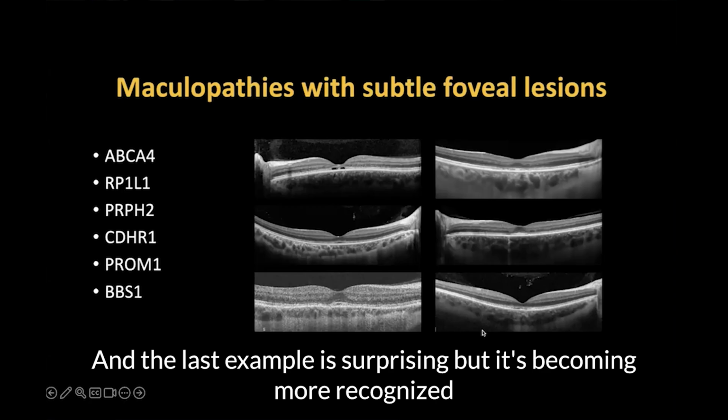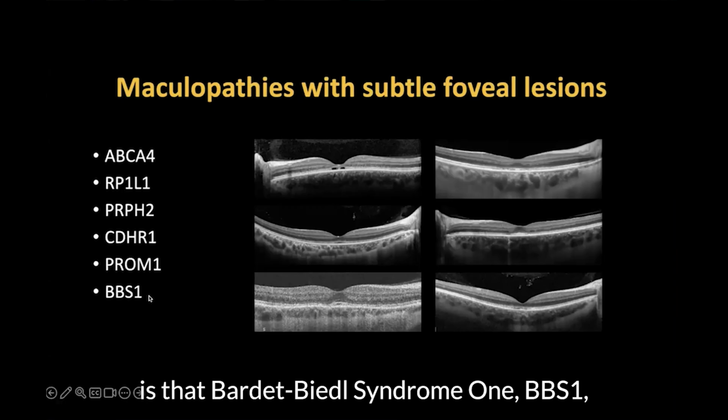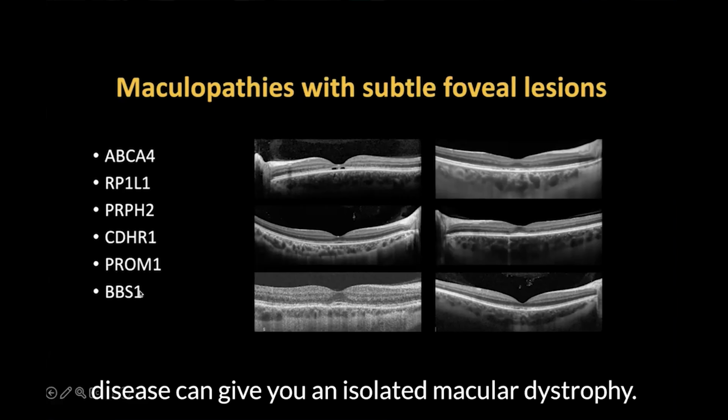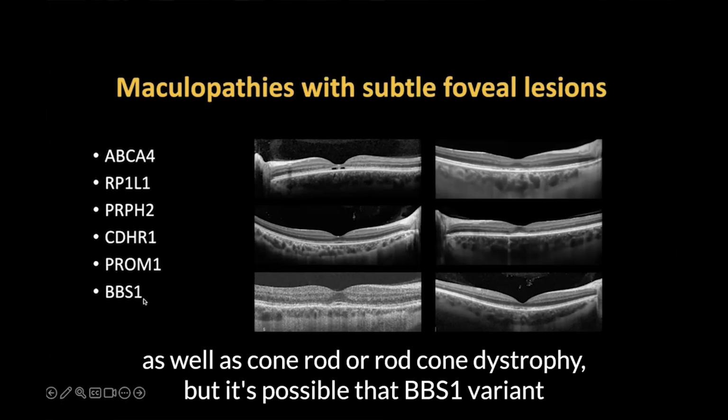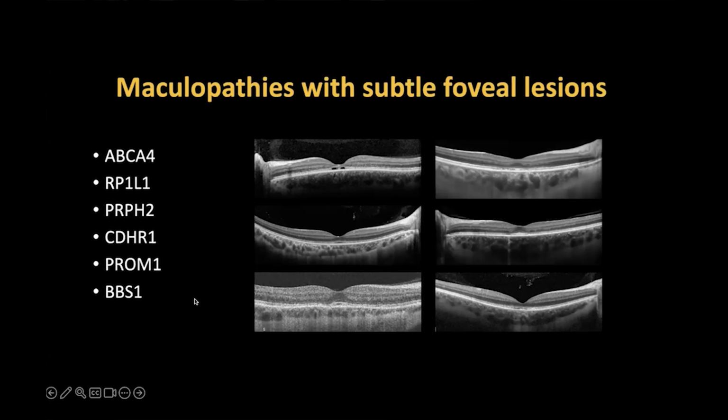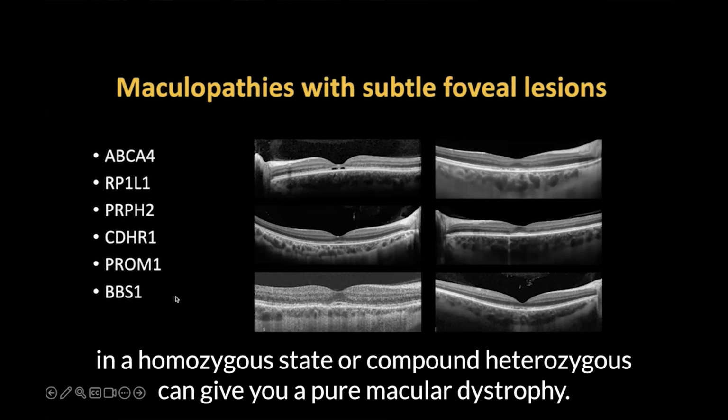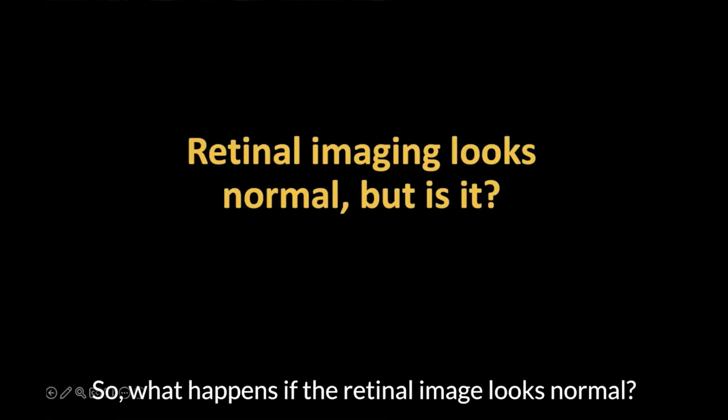And the last example is surprising, but it's becoming more recognized, that Bardet-Biedl syndrome 1, BBS1, disease can give you an isolated macular dystrophy. We used to think that this is the disease that causes systemic disease as well as cone-rod or rod-cone dystrophy, but it's possible that a BBS1 variant in homozygous state or compound heterozygous state can give you a pure macular dystrophy. So what happens if the retinal imaging looks normal?